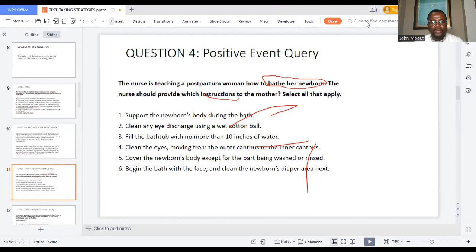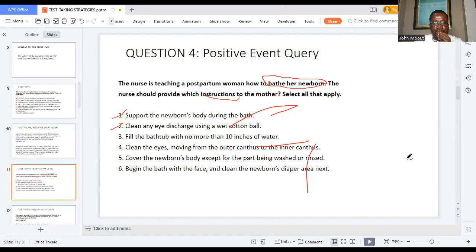Okay, I've seen your answers. Can someone have it rightly? Okay, let's go. Support the newborn's body during the bath. Yes, of course, you will have to support. That is clear. Correct. Let's go. Clean any eye discharge using a wet cotton ball. Do we use a wet cotton ball? Yes, we use a wet cotton ball.